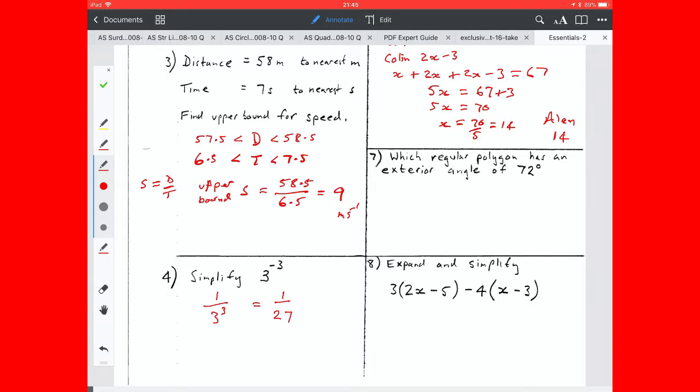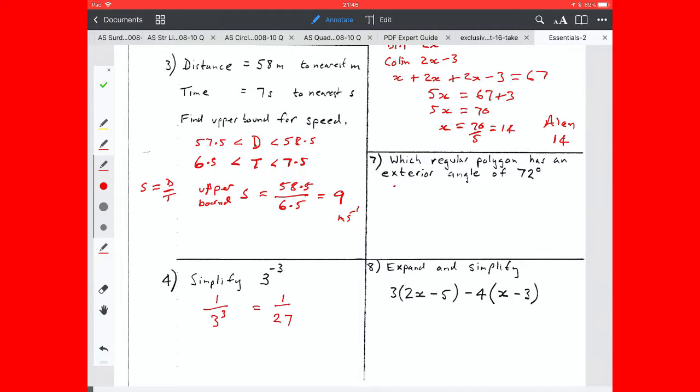Question 7. Which regular polygon has an exterior angle of 72 degrees? Well, the exterior angles of a regular polygon add up to 360. So if I simply divide the 360 by 72, we'll find out how many sides it has. And if you did that on your calculator, that comes to 5. So this regular polygon has 5 sides, and which polygon has 5 sides? The pentagon.